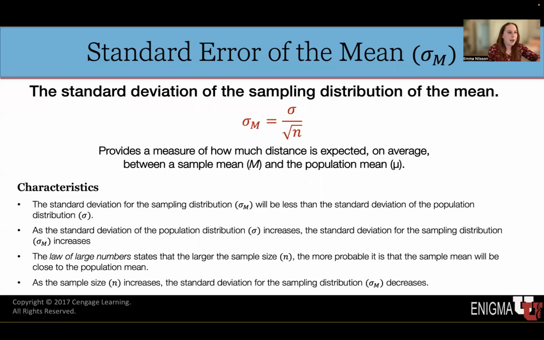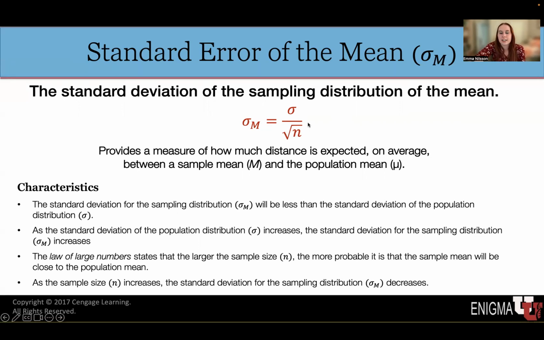Now, let's talk a little bit about variability. The variability of the sampling distribution of the mean has a special name. It's called the standard error of the mean. And it tells us more than just the standard deviation, but we'll discuss that in a second. The standard error of the mean is, by definition, the standard deviation of the sampling distribution of the mean. Basically, this is just going to describe the distribution of the sample means. It gives us a measure of how much distance is expected on average between a sample mean and the population mean.